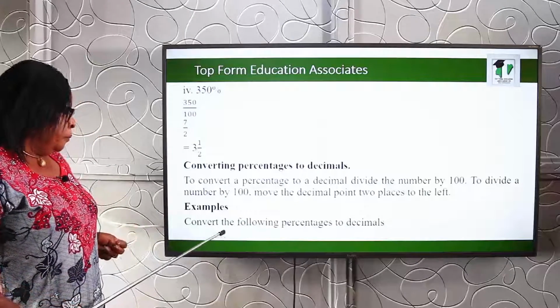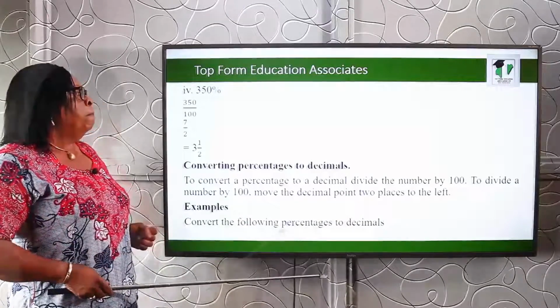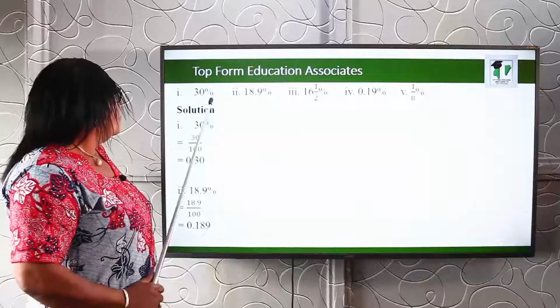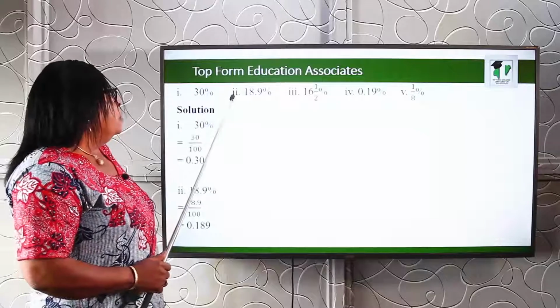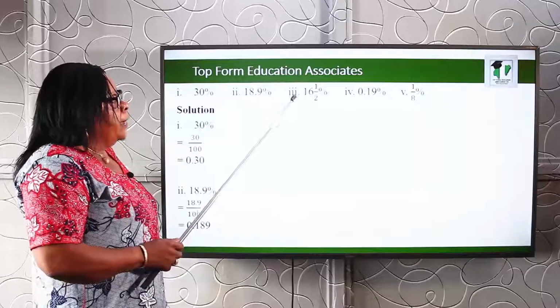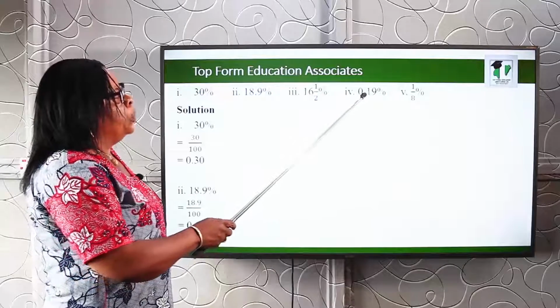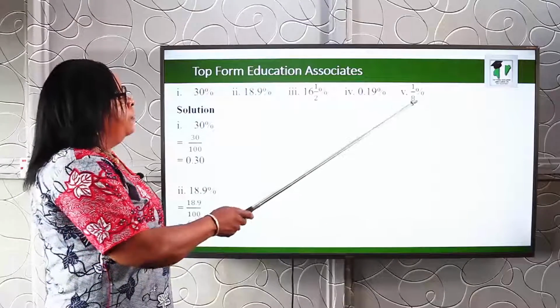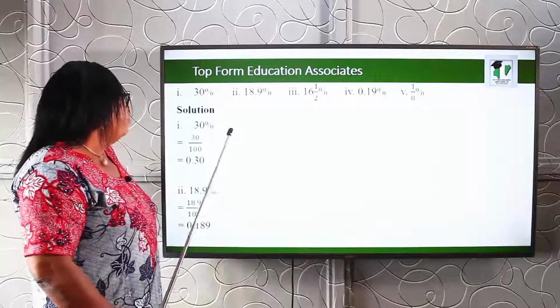Examples. Convert the following percentages to decimals. I, 30%. II, 18.9%. III, 16.5%. IV, 0.19%, and V, 18%. Solution.